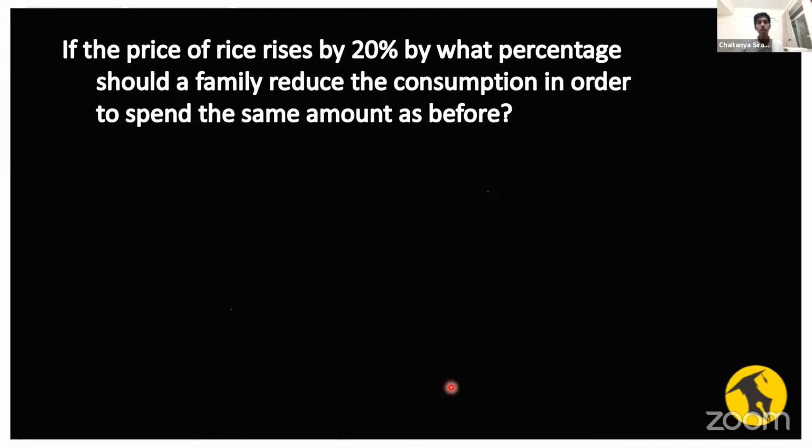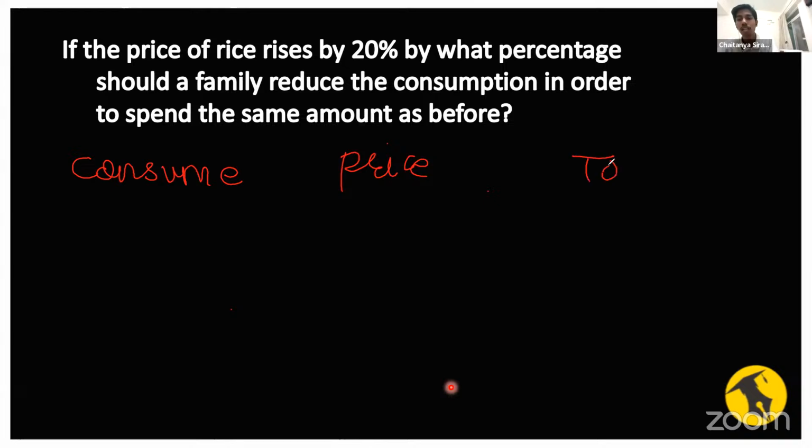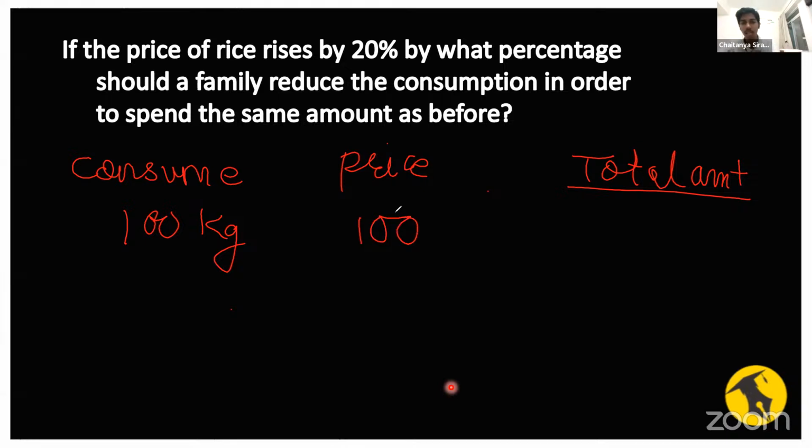Okay, now let's start with a basic assumption. A family must be consuming something at some price. So it would give you the total expense or total amount. Like, let's say the family used to consume 10 kgs of rice at a price of 100 rupees per kg. So the total amount they were spending was nothing but 10,000.